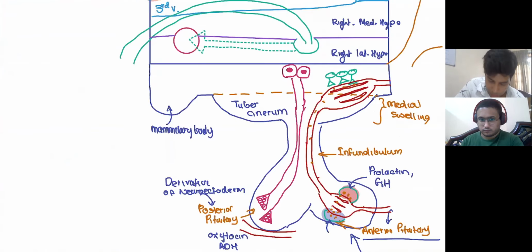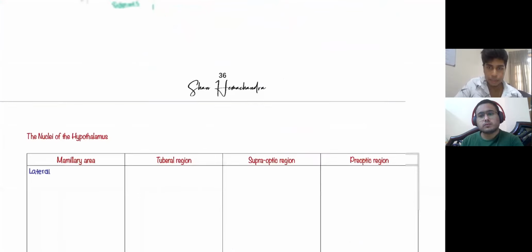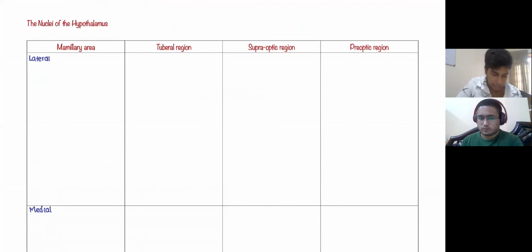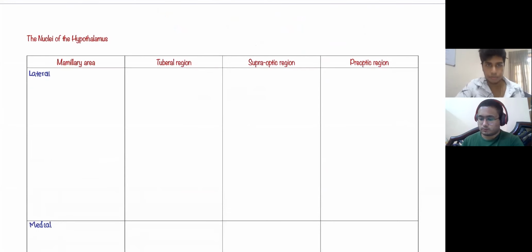And then we have supraoptic in this area, and the preoptic is this area because it is just before the optic chiasma. The supraoptic region is a bit superior to the optic chiasma. That's why you call that area the supraoptic area. I hope you guys understand this. If you don't, you can unmute and ask me right now because we are going to go into the nuclei. Basically, we are going to discuss the functions of the hypothalamus.